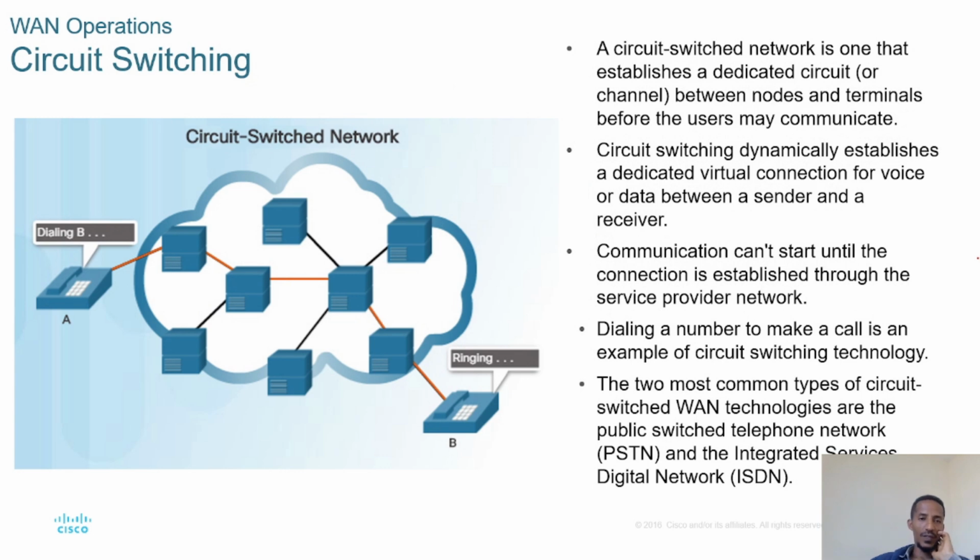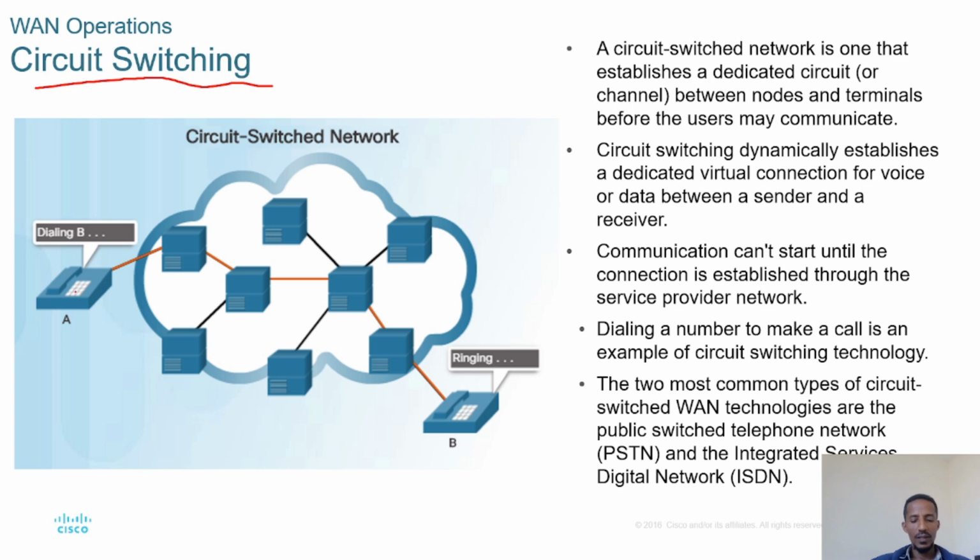There are two types of data transmission operations. One of them we call circuit switching. Another one we call packet switching. In the case of circuit switching, I think this is similar to whenever we use our phone to call somebody.